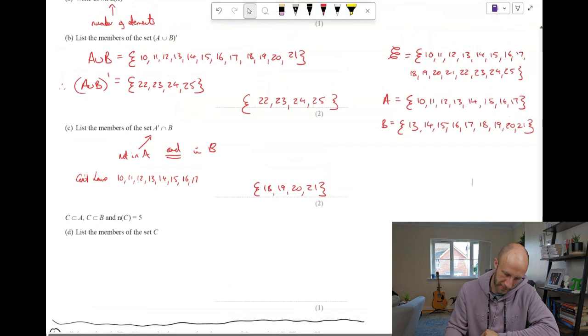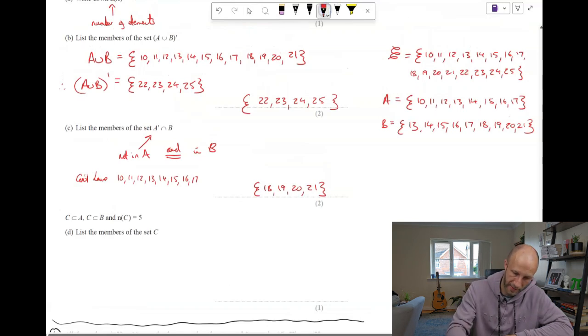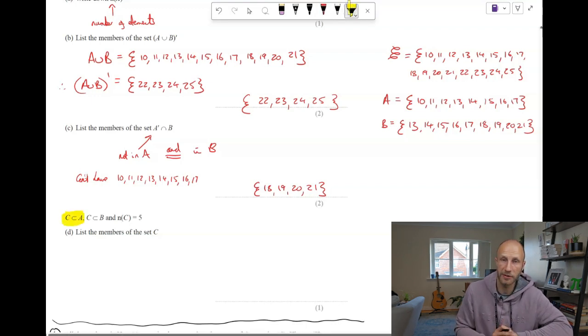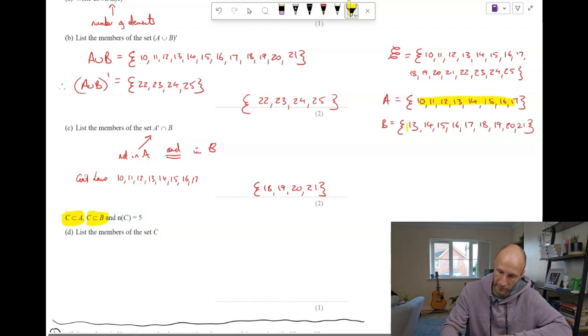And then some more subsets here. So C is a subset of A, and C is also a subset of B, and there are 5 things within C. So this is what this means. C is a subset of A, so it's a smaller part of A. C is a subset of B, so it's a smaller part of B. So C has to lie entirely within A and B. So C will be made up from numbers from here and here.